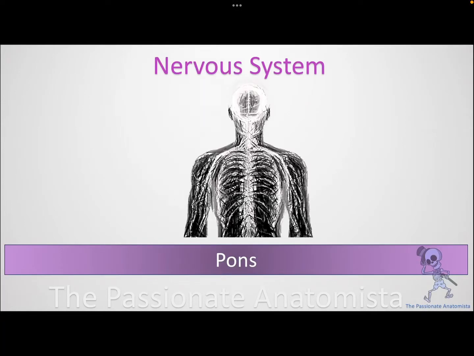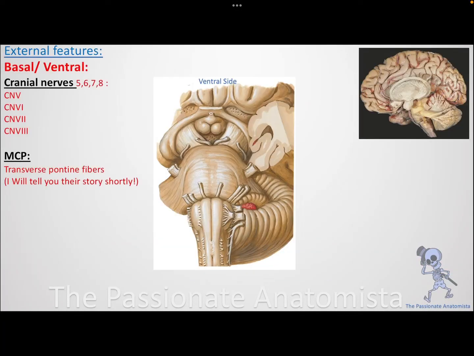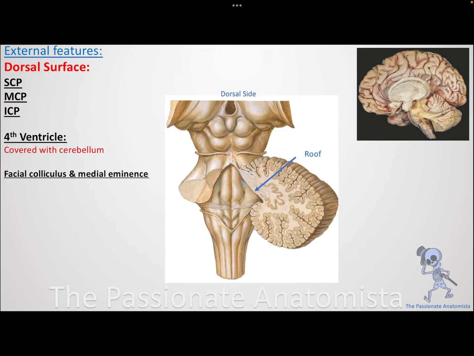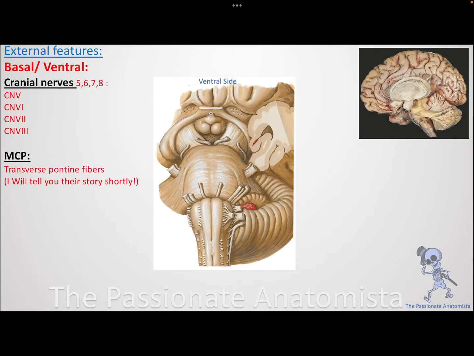Hello everyone. So now we're going to talk about the pons. When we talk about the pons, I want you guys to remember that the pons has two surfaces. It has the ventral or basal surface and it has the dorsal surface. When we talk about the basal surface, if you look at the pons, you can see that we have the cranial nerves related to the pons.